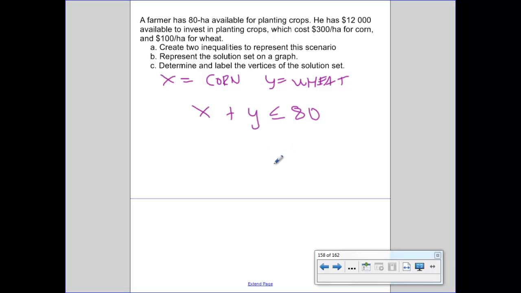Okay. Does that first inequality make sense? It's based on your space. You only have 80 hectares of space, so that's your topmost limit. But you also have another limit. You only have $12,000. And so the money you spend has to be less than 12 grand. Well, how do you spend money? Well, corn costs you $300 to plant, and wheat costs you $100 to plant. So this time around, we actually have 2 inequalities.